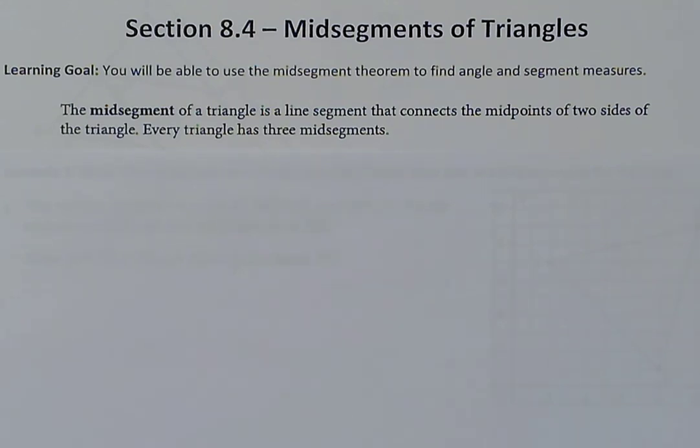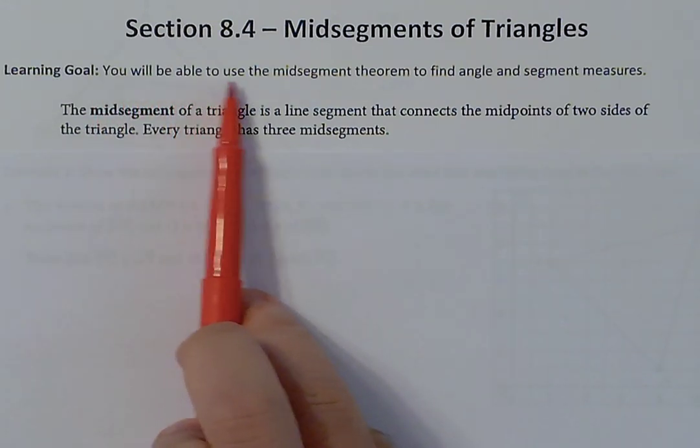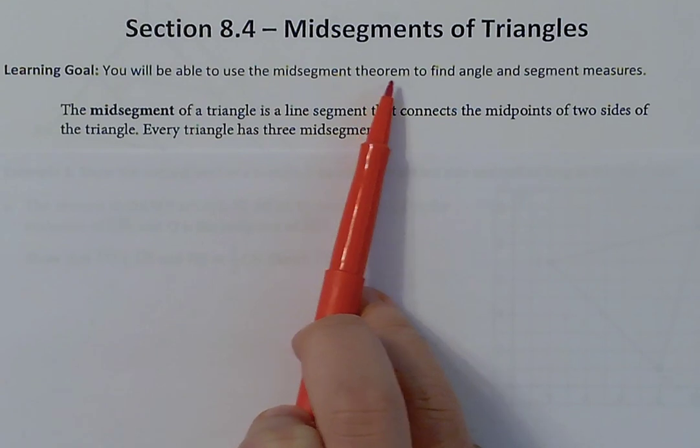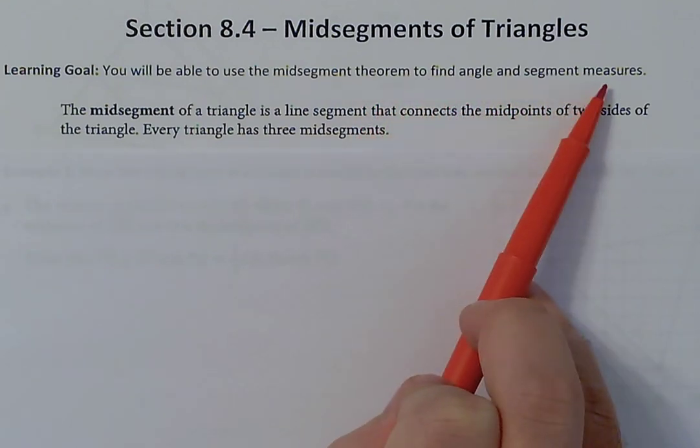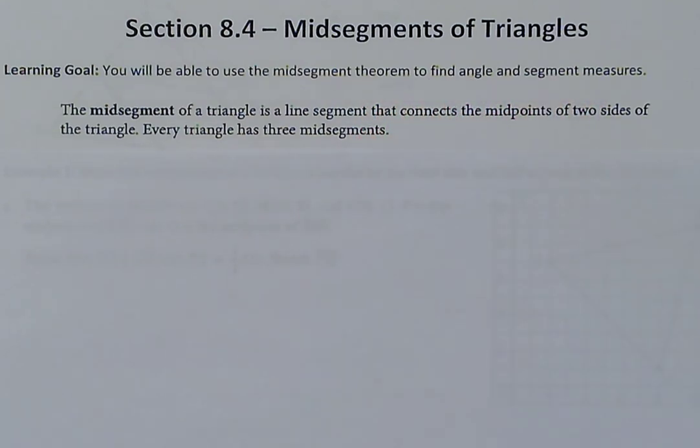For today's lesson, we're going to be taking a look at section 8.4, which is going to deal with the midsegments of triangles. We have one learning goal: you will be able to use the midsegment theorem to find angle and segment lengths. So for today, we're going to talk about what a midsegment is, and then how to use the midsegment theorem to find angle and segment measures.